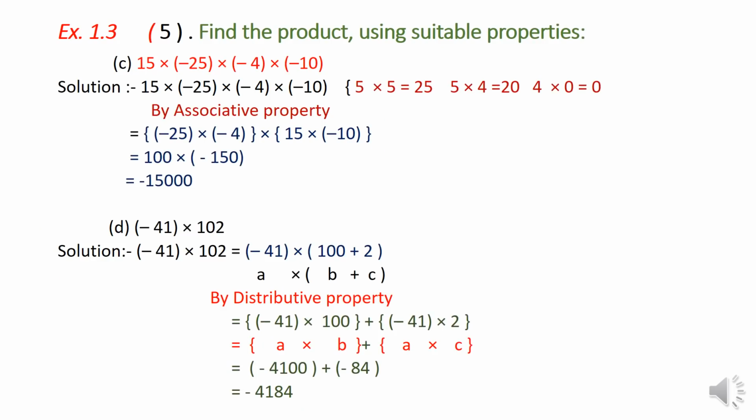Let us consider the next part. Find the product using again suitable properties from exercise 1.3. This is question number C. Here again you can see there are 4 numbers, but their operation is same, and that operation everywhere is product. Here you can see product is the operation.